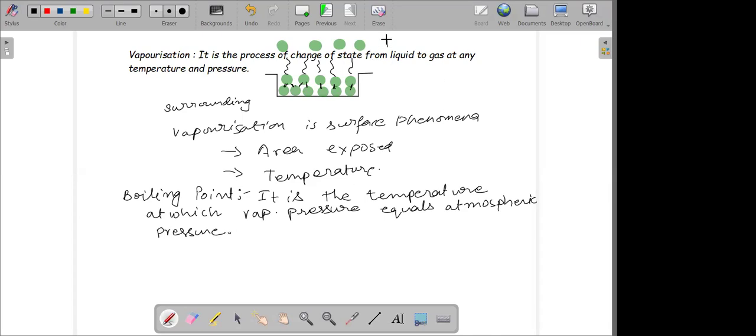Suppose the atmospheric pressure is, let's say, PA. If I increase the temperature, more and more vapors are formed and those vapors exert a pressure on the fluid. As vapors are also gases, they also exert pressure. If PA, the atmospheric pressure, is equal to the vapor pressure, the pressure exerted by the vapors, that is the maximum rate of change of state that can occur, beyond which it cannot occur. That point we call the boiling point. Got it?